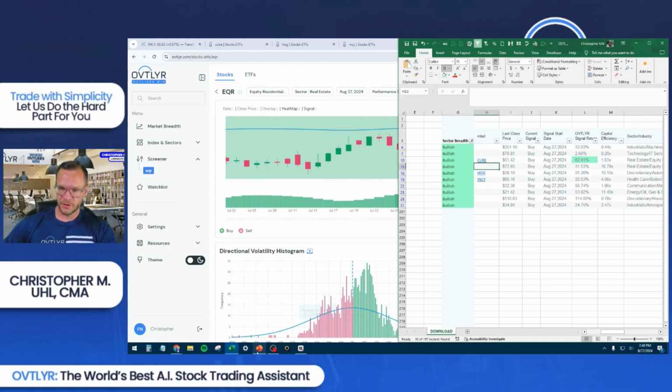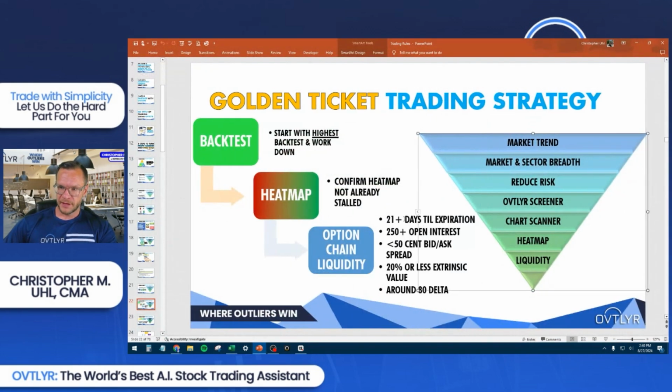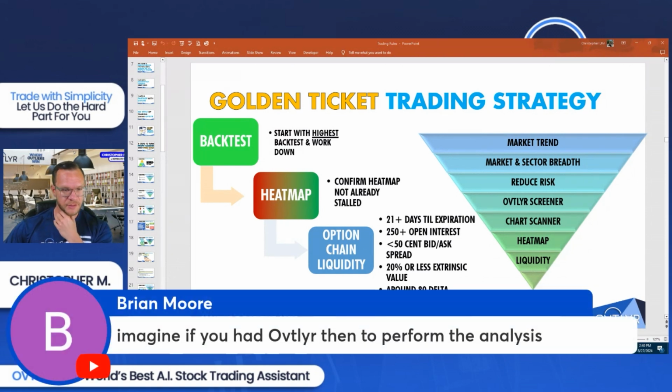Let's start with CUBE. Here's my options criteria. 21 days or more till expiration. 250 plus or more open interest. Less than 50-cent bid-ask spread. 20% or less extrinsic value and around 80 delta.